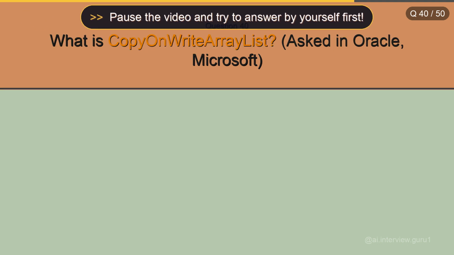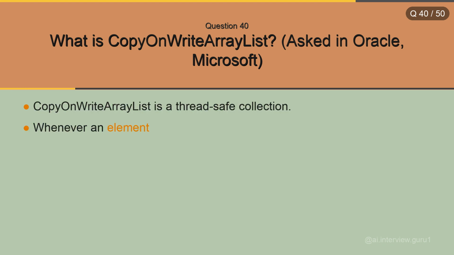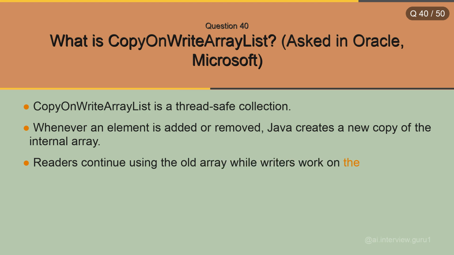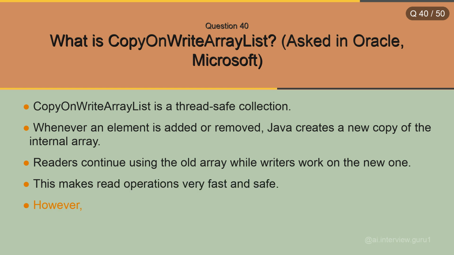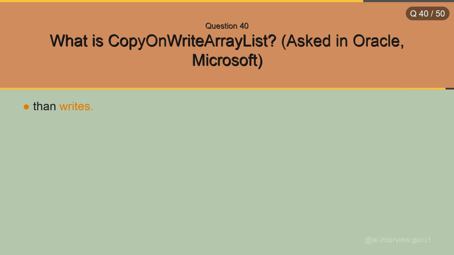What is CopyOnWriteArrayList? CopyOnWriteArrayList is a thread-safe collection. Whenever an element is added or removed, Java creates a new copy of the internal array. Readers continue using the old array while writers work on the new one. This makes read operations very fast and safe. However, write operations are slower because copying the array takes extra time. It is best suited for applications where reads happen much more frequently than writes.